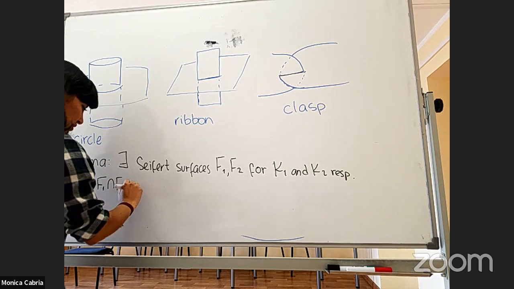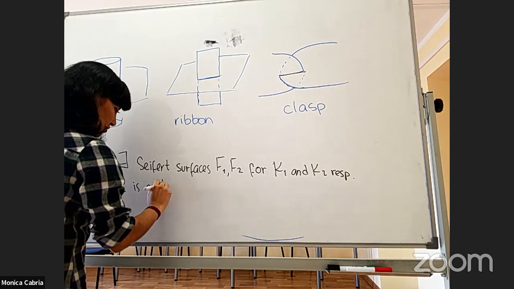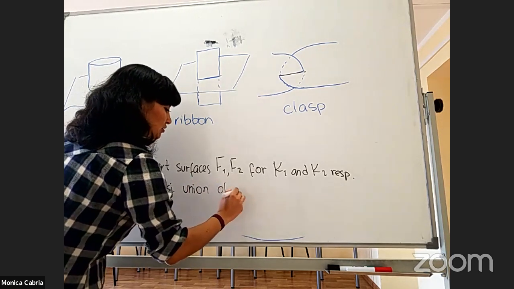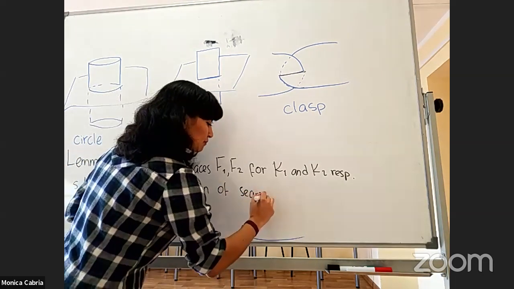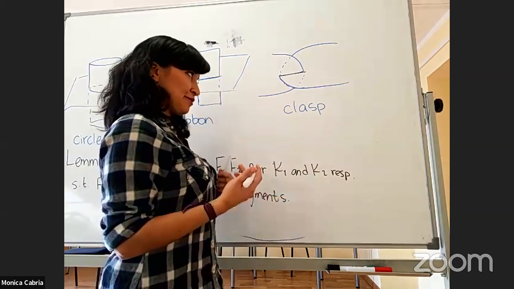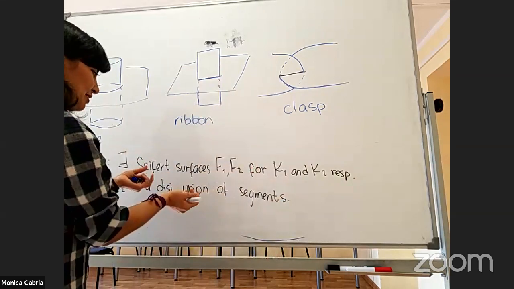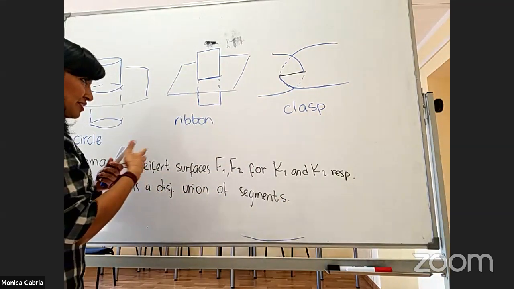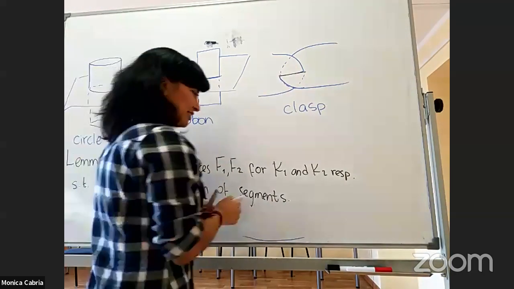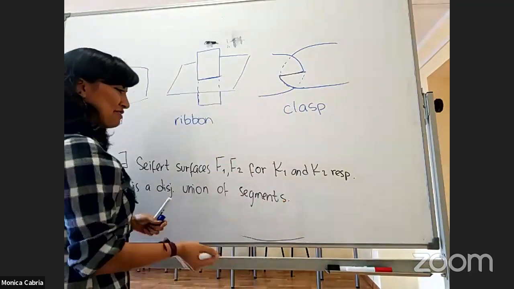The intersection of F1 and F2 is a disjoint union of segments. When we have such a surface which intersects only in this way, we will call it a C-complex. So this is kind of a lemma and definition. Monica, the second picture also has an intersection which is a segment.